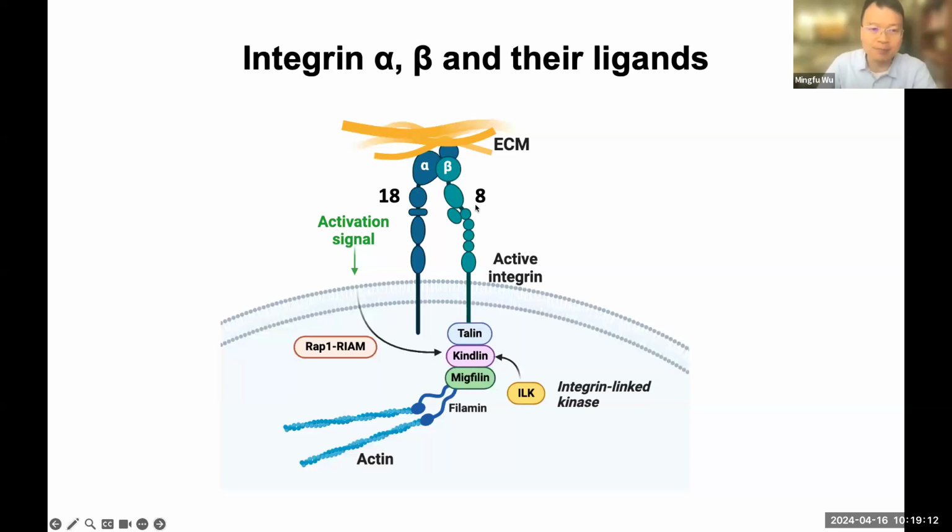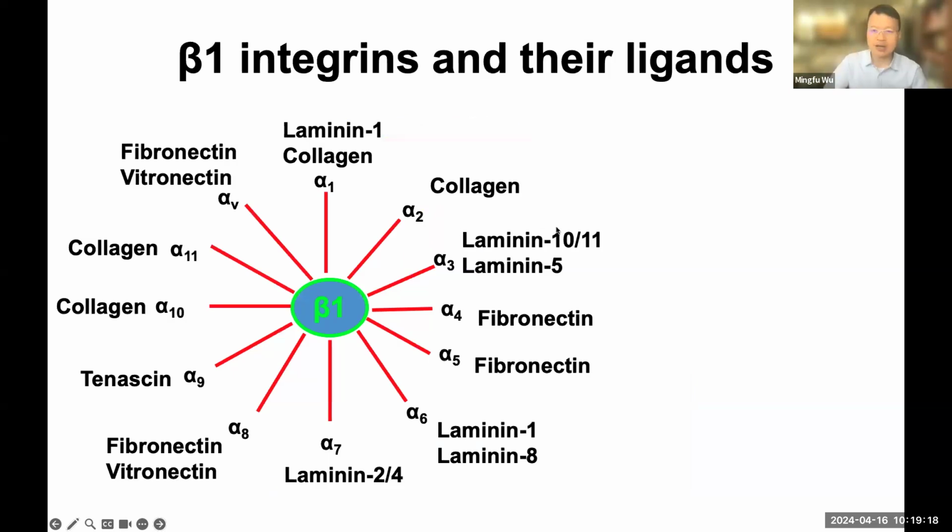And there are 8 beta subunits and 18 alpha subunits. The beta-1 subunit can heterodimerize with 12 different alpha subunits, and each heterodimer binds different ligands. For example, beta-1 heterodimerizes with alpha-5 to bind fibronectin, and beta-1 heterodimerizes with alpha-6 to bind ligands such as laminin-1 and laminin-8. And here lists the other combinations of alpha and beta-1 and their ligands.